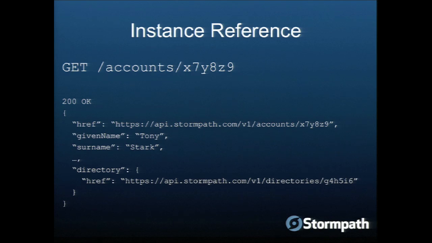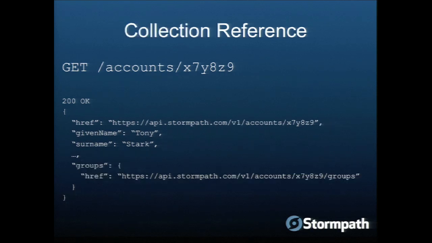And we found that this actually is one of the most elegant ways, and it scales really, really well. And I'll show how in just a second. So this is an instance to a particular directory, or sorry, a reference to a particular directory. The same can be true for collections. So it's the same account, and instead of the directory, maybe I want to find out what groups the account belongs to. And so in this case, I've got a groups property, and it itself is an href to the fully qualified unique identifier of the group collection.